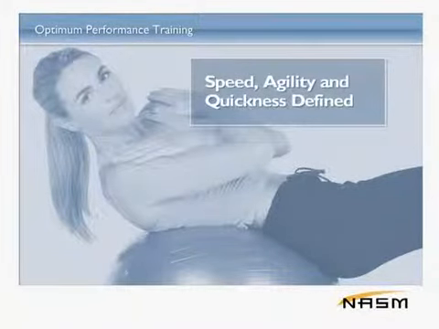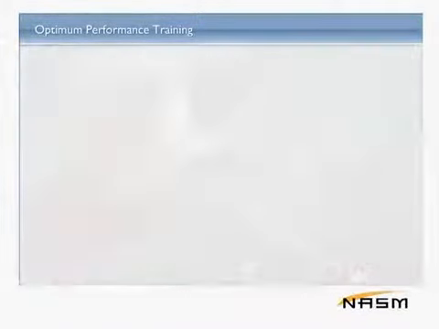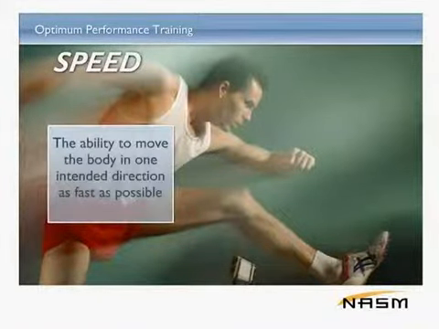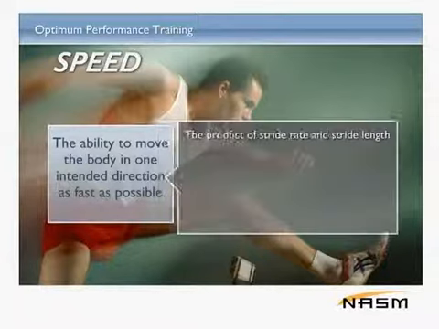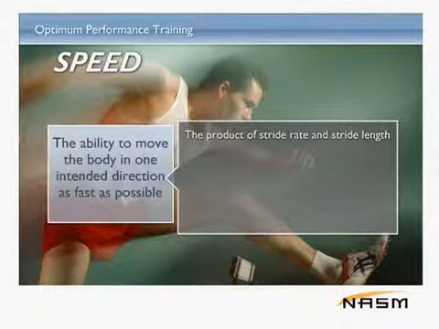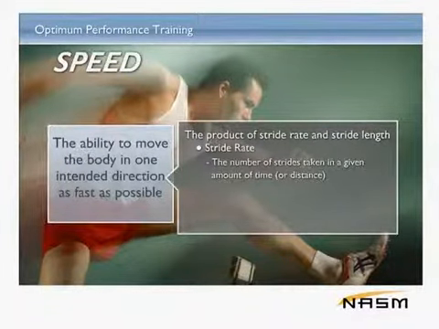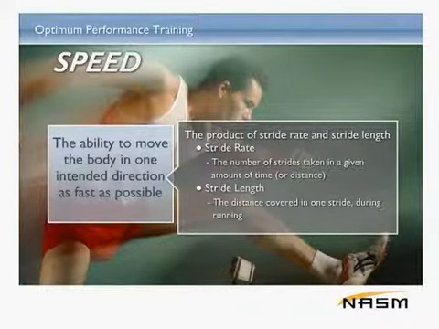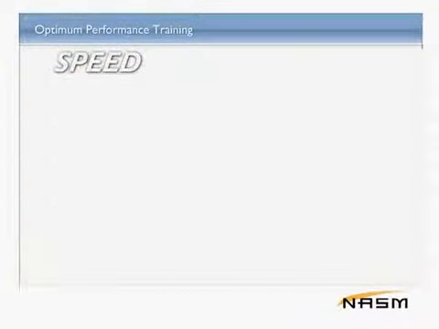Speed, agility, and quickness defined. First, starting with speed. Speed is the ability to move the body in one intended direction as fast as possible. It is the product of stride rate and stride length. Stride rate is the number of strides taken in a given amount of time or distance. It may be improved with proper core strength, reactive training, and technique. Stride length is the distance covered in one stride during running.